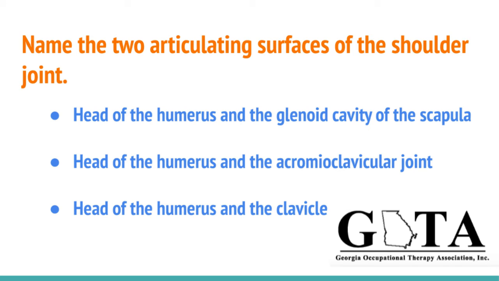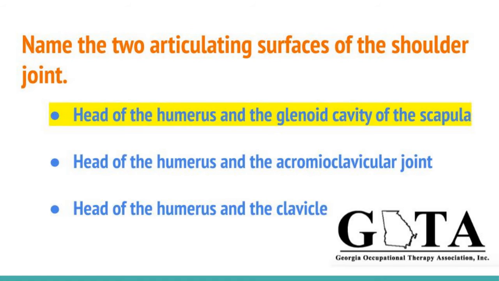Name the two articulating surfaces of the shoulder joint. Head of the humerus and the glenoid cavity of the scapula, head of the humerus and the acromioclavicular joint, or head of the humerus and the clavicle. Head of the humerus and the glenoid cavity of the scapula are the two articulating surfaces of the shoulder joint.